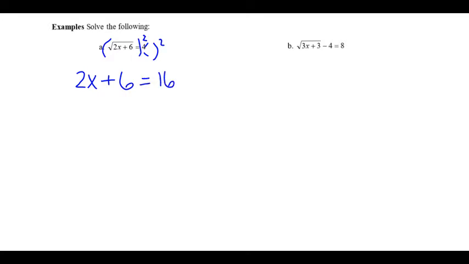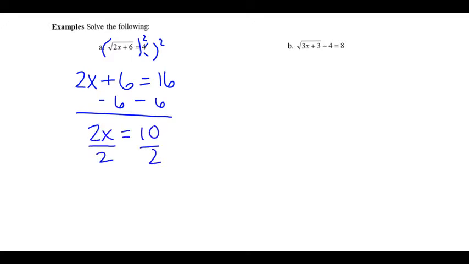So now it's a linear equation. We just solve it. We're going to start by subtracting 6 from both sides, and I'll end up with 2x equals 10. Divide both sides by 2, and x equals 5.